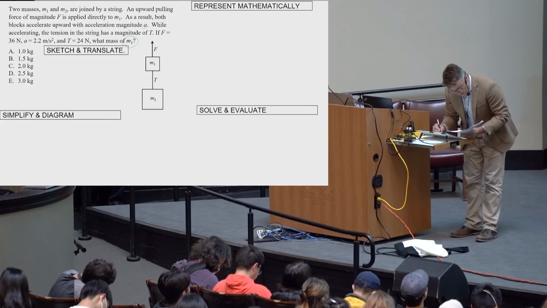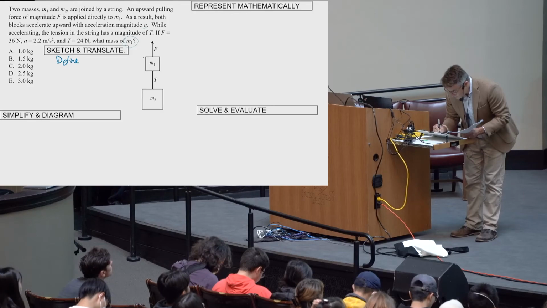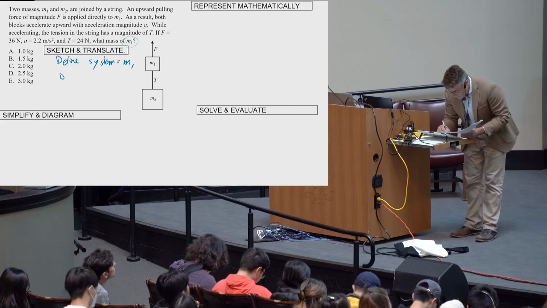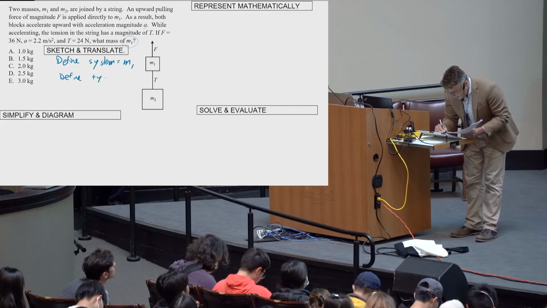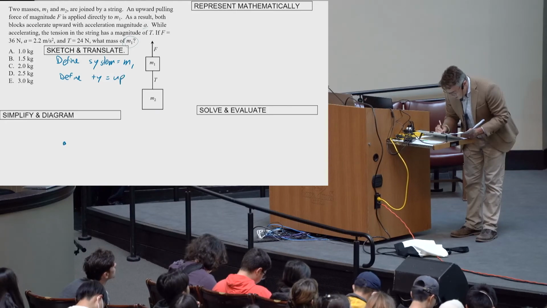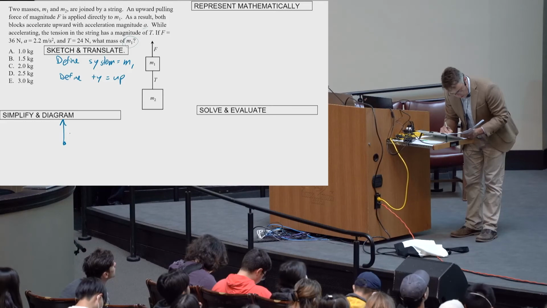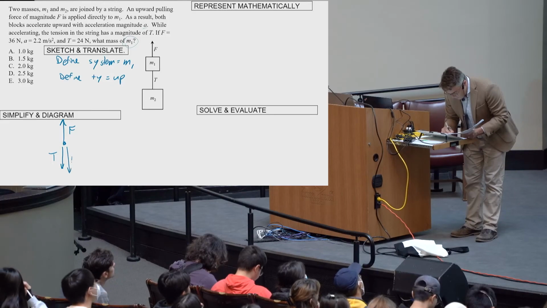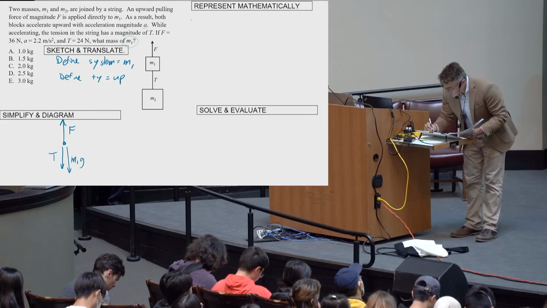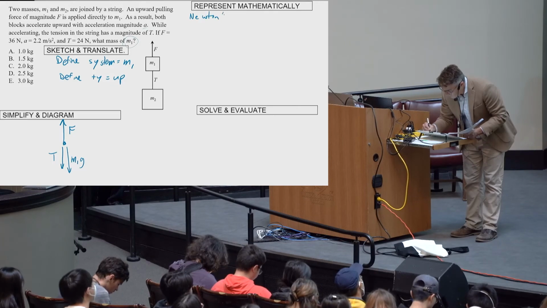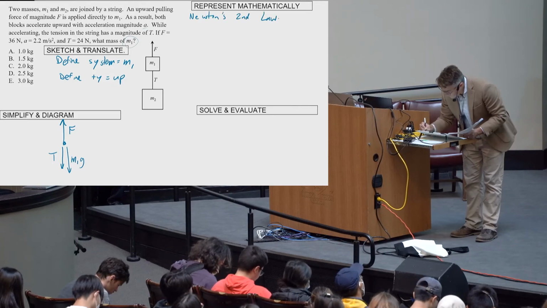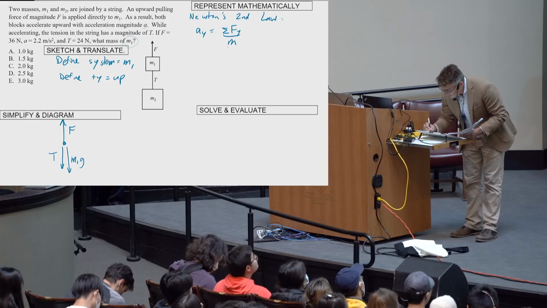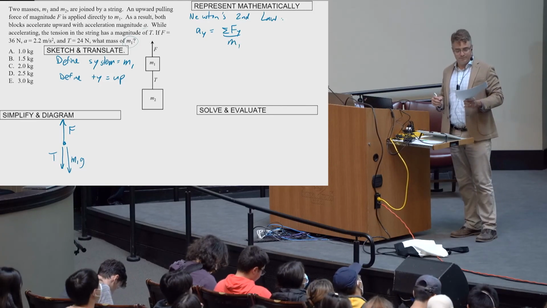So since I'm interested in M1, I'm going to define the system as M1. And I'm also going to define plus Y as up to keep track of our forces, and draw the forces acting on M1 and see if this solves it for us. Well, there's F, up, there's tension, down, because there's a string below it, and there's also M1 times G, the force of gravity. So just try Newton's second law and see what happens here, which is that the acceleration in the y direction is the sum of all the forces in the y direction divided by the mass of the system, which in this case is M1.